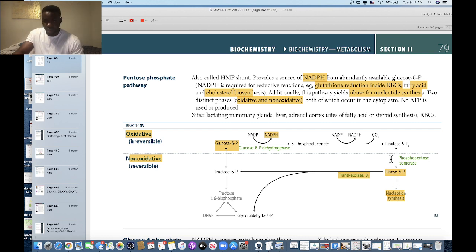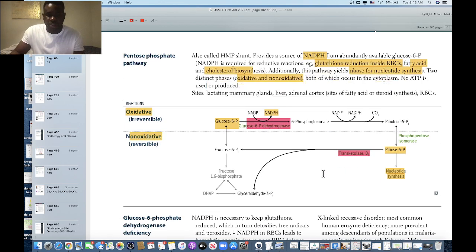Now, we've seen that this reaction is reversible, and some of the questions love to ask about reversible and irreversible reactions, and the one that tricks a lot of students is the transketolase reaction. So please pay attention to this. These two enzymes are very, very, very important. So take note of this one here and take note of this one. Okay, now let's go to the next page.